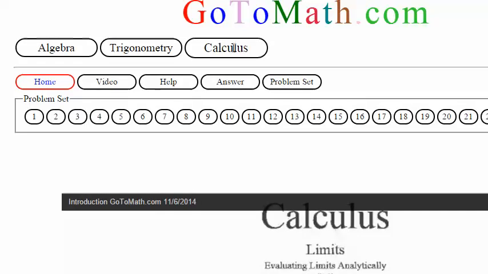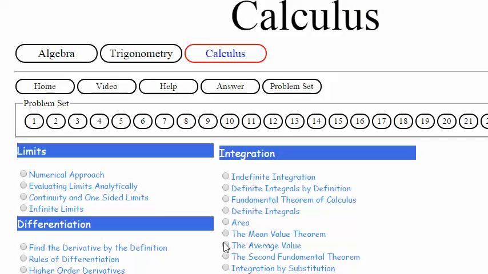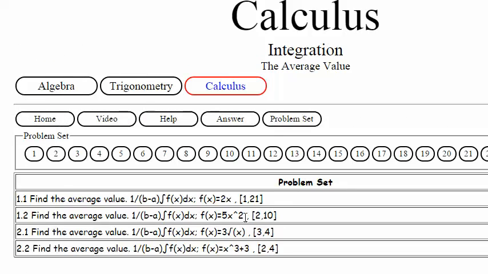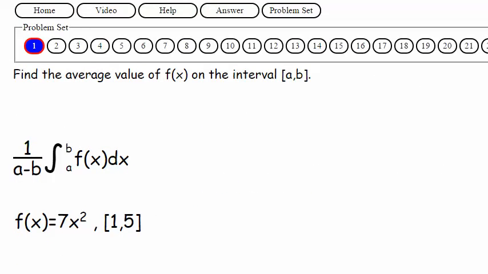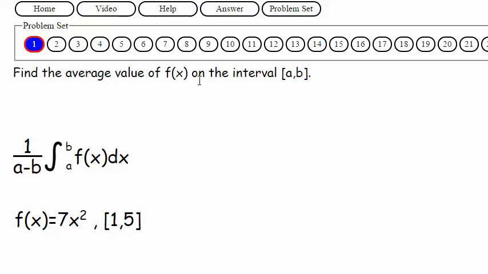Okay, we're here at go-to-math.com. Click on the calculus, go down to average value, the average value theorem, I think is what that should say. What are we doing? This one here? Okay. I mean, you do one of these, you've done them all, you know? Anyway, find the average value of f of x.